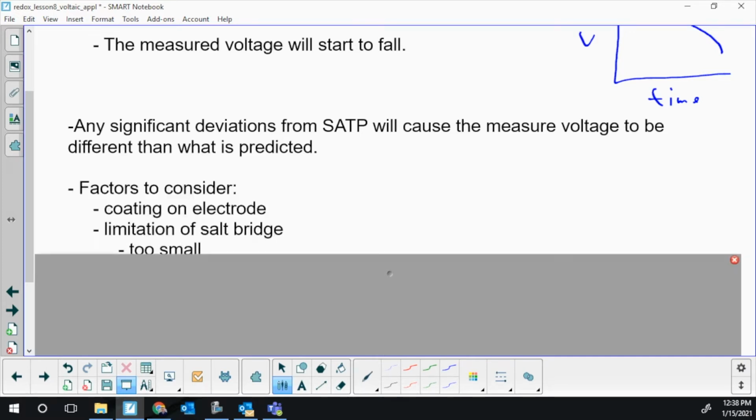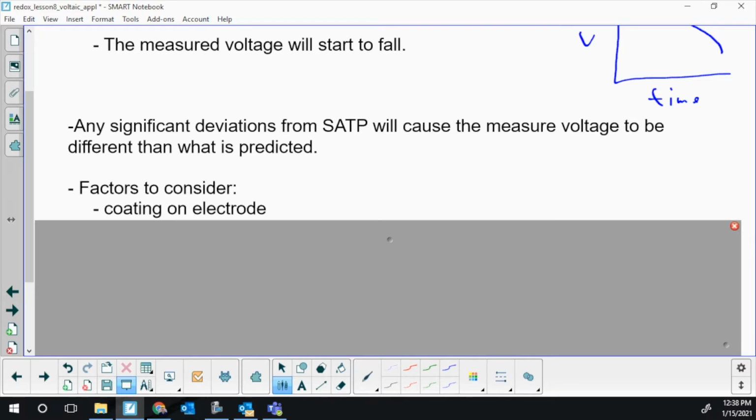Some other issues that cause deviations are very specific to voltaic cells. If you had any coating on the electrodes, so if you picked your electrode up yesterday and you handled and fiddled with it, you covered it in oil from your fingers, that would cause an issue and you wouldn't get the voltage that you would expect.